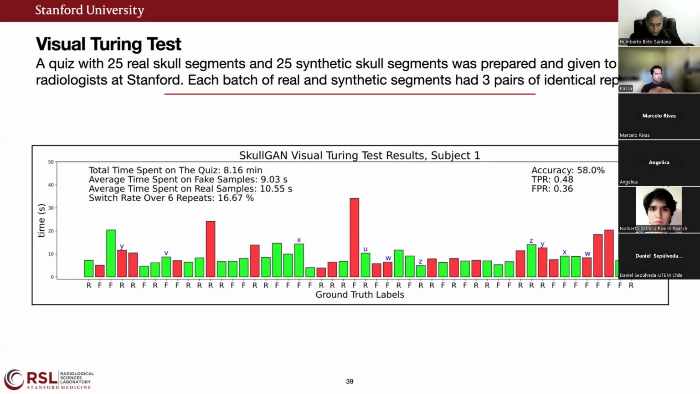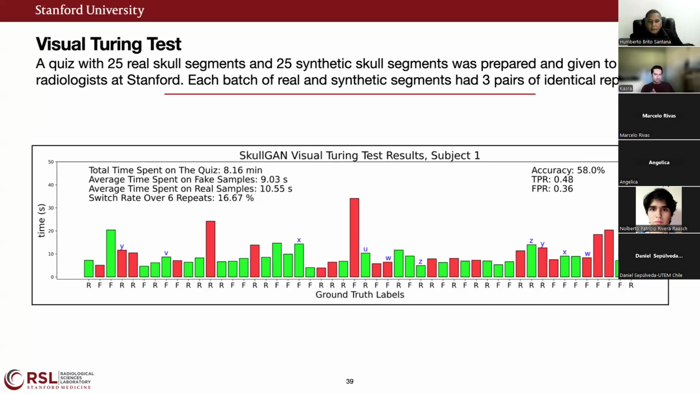This is an example. So you can see the total time spent on the quiz. On average, this specific radiologist spent about 9 seconds scrutinizing a fake sample before deciding what it was. They spent about 11 seconds on the real one. This is actually very good for us because we wanted to see that they spend about the same amount of time on fake ones and the real ones. And over those repeats that I talked about, they switched about 16 to 17% of the time, which was interesting. And the accuracy was 58%. As a reminder, the ideal accuracy, the theoretical optimum, is 50%.